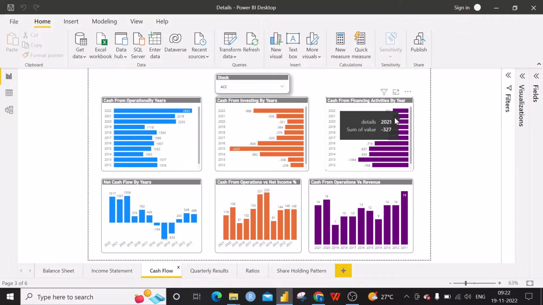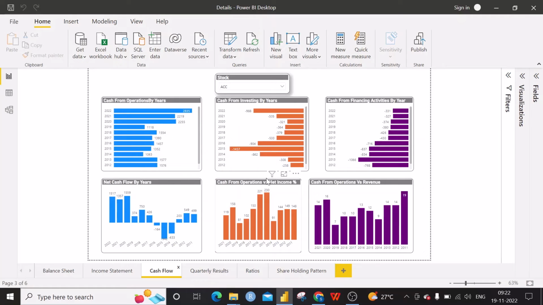The next one is the net cash flow by years. It is good. In 2022 it is 1517. It is the net cash flow after doing all the cash from operations, cash from investing and the cash from financing.